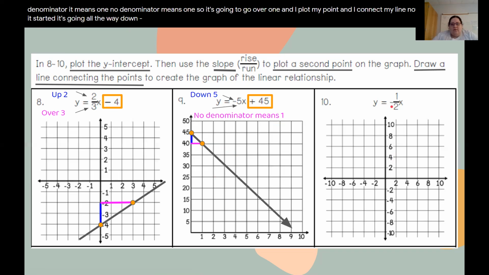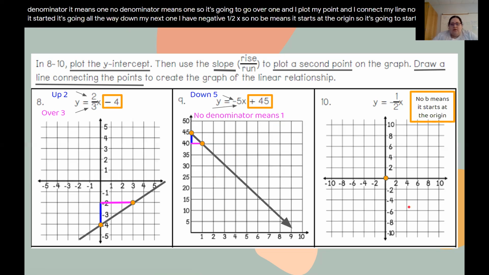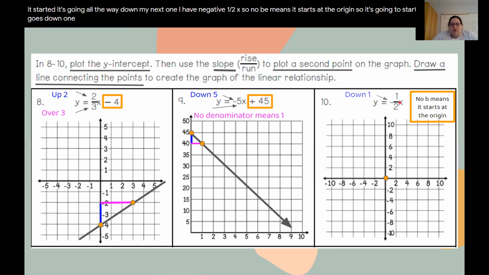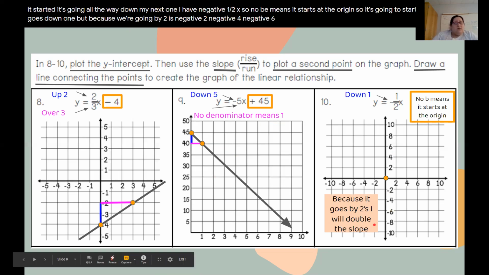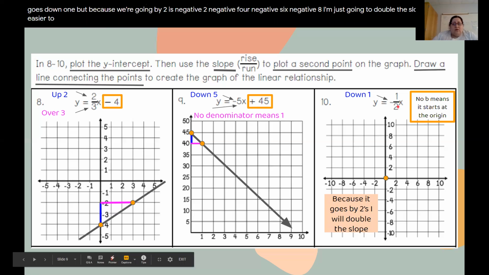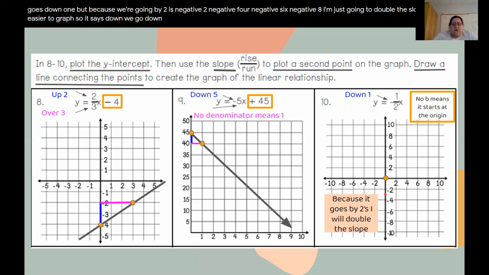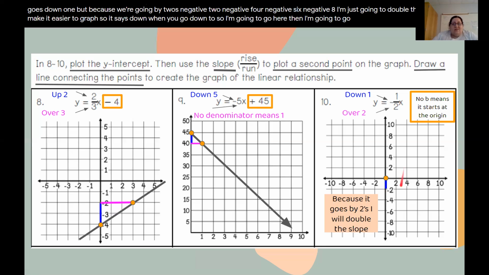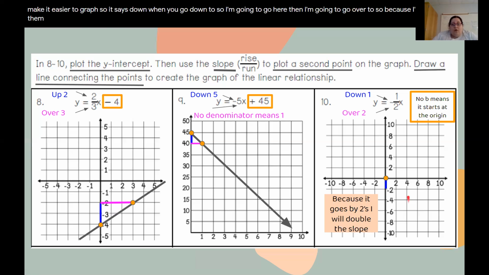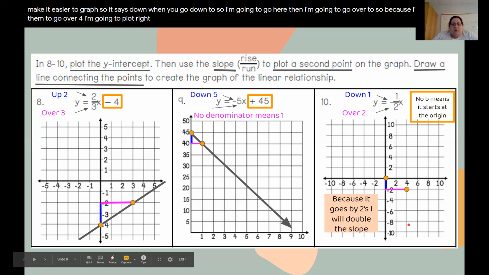My next one, I have -1/2 x. So no b means it starts at the origin, so it's going to start here. And it goes down 1. But because we're going by 2s, -2, -4, -6, -8, I'm just going to double the slope to make it easier to graph. So it says down 1, I'm going to go down 2. So I'm going to go here. Then I'm going to go over 2. Because I'm doubling, I'm going to go over 4. I'm going to plot right here, and I'm going to connect my line.